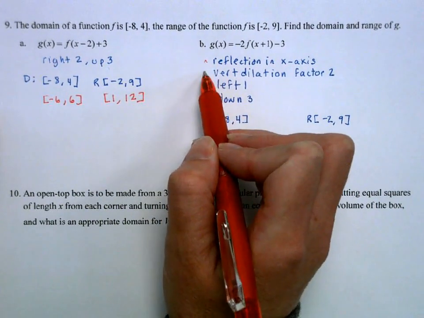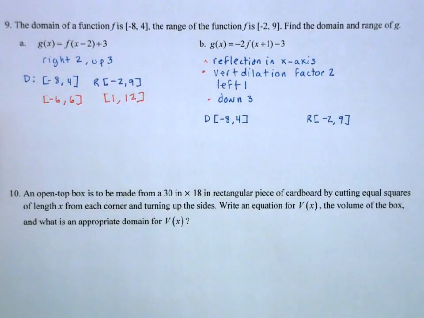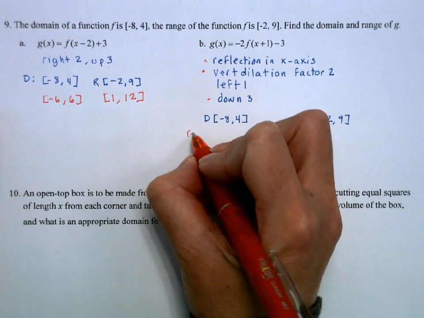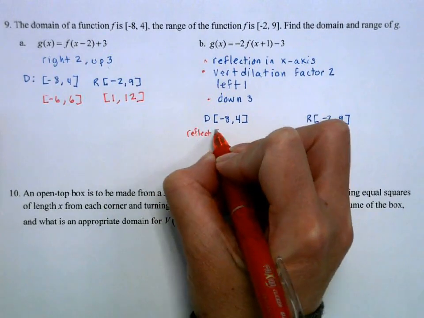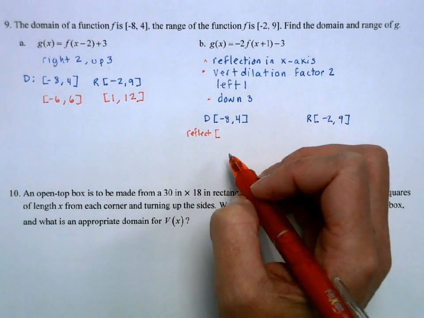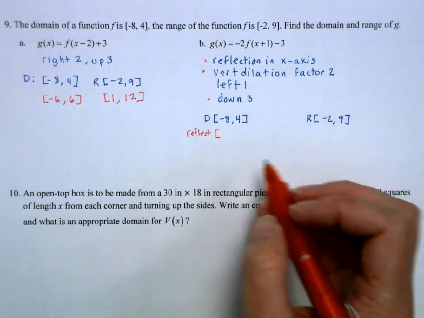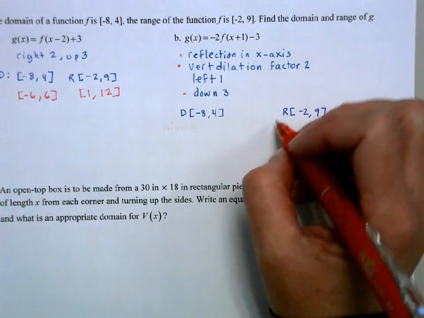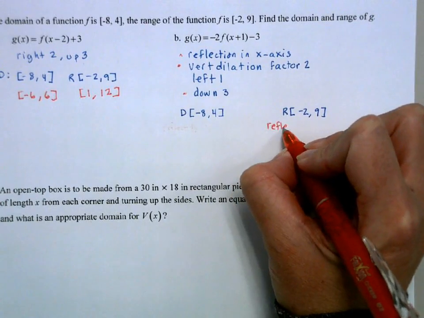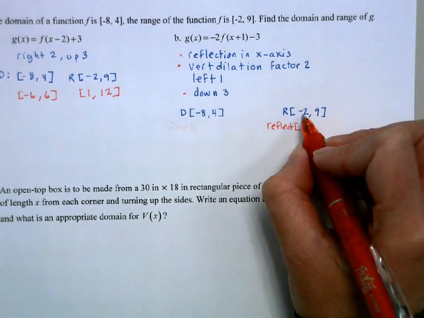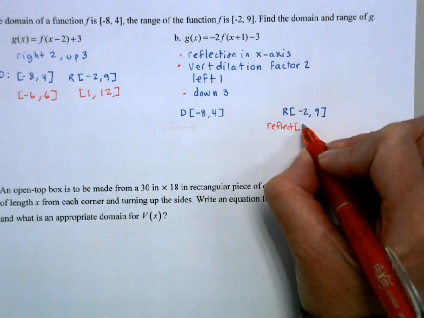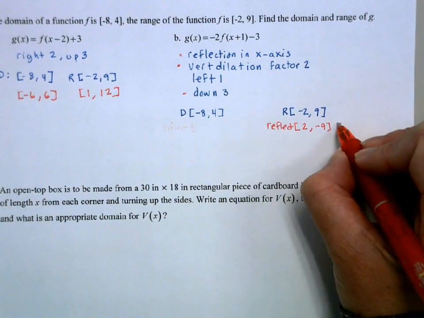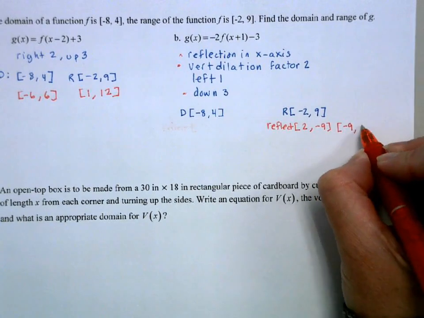So reflection in the x-axis is going to take these, these are going to affect my range. So this is going to be a reflection, which is going to make this -2 become a +2, and this 9 to become a -9. But really, that just changes my range to be going from a -9 up to a +2.